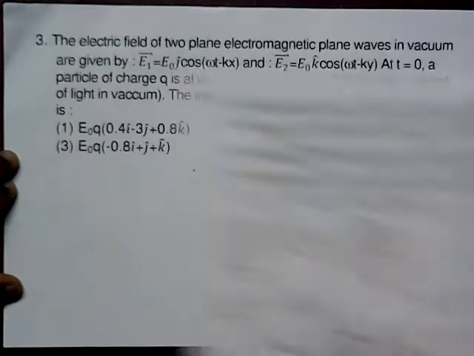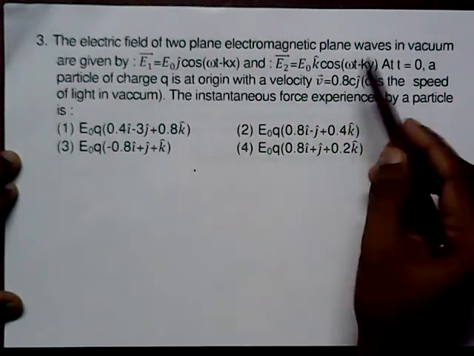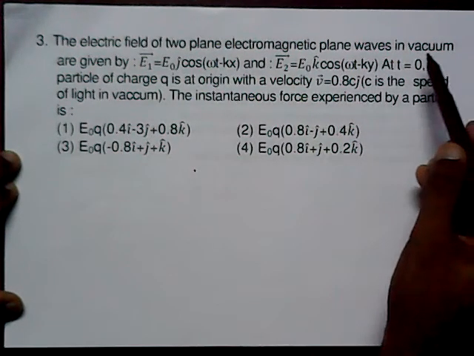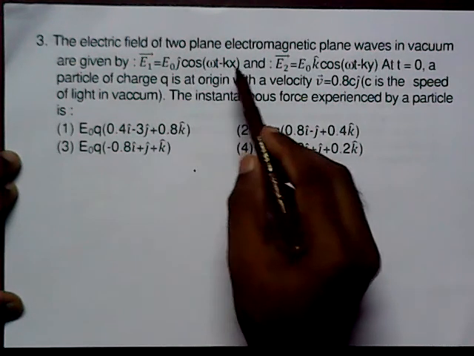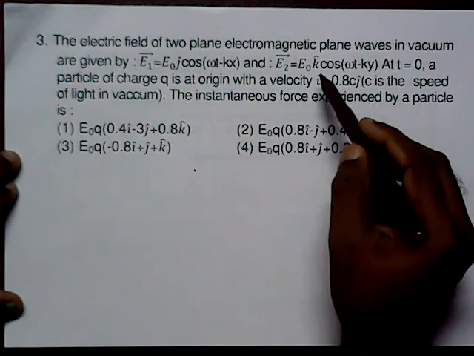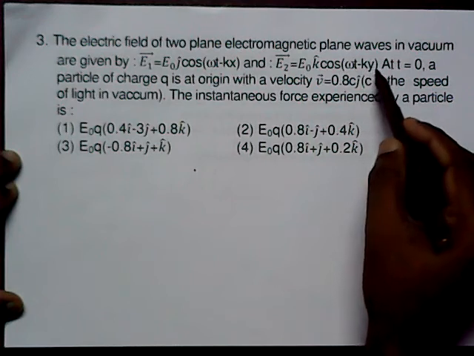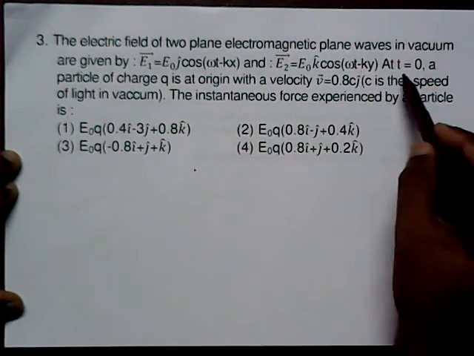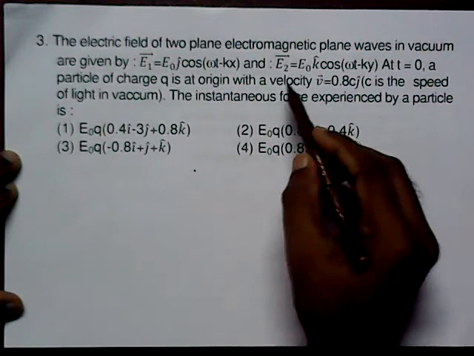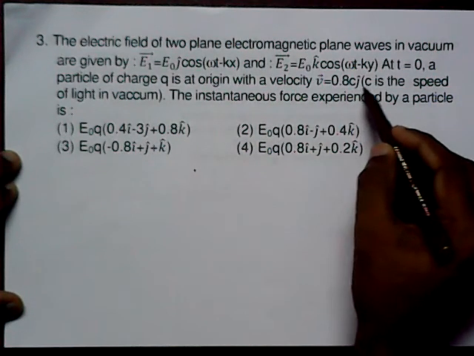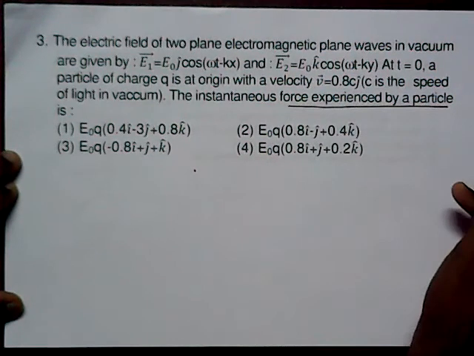Number 3. The electric field of two plane electromagnetic waves in vacuum is given as E1 equal to E0 cos(omega t minus kx) j cap, and E2 is equal to E0 cos(omega t minus ky) k cap. At t is equal to 0, a particle of charge q is at the origin with a velocity v equal to 0.8 c j cap. Then find the instantaneous force experienced by the particle.